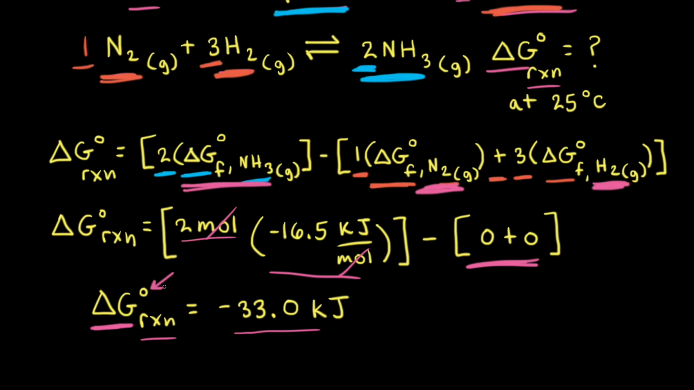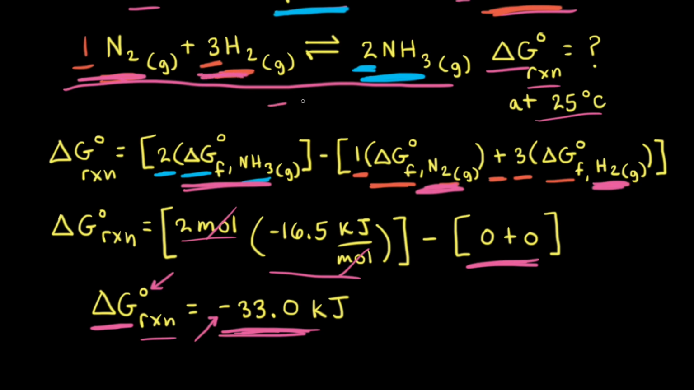Standard state for a gas refers to the pure gas at a pressure of 1 atmosphere. So if we think about all 3 of our gases at a partial pressure of 1 atmosphere at a temperature of 25 degrees Celsius, the standard change in free energy for this reaction is negative 33.0 kilojoules. Since the change in free energy is negative, that tells us the reaction is thermodynamically favorable in the forward direction. So nitrogen and hydrogen will react together to form more ammonia.